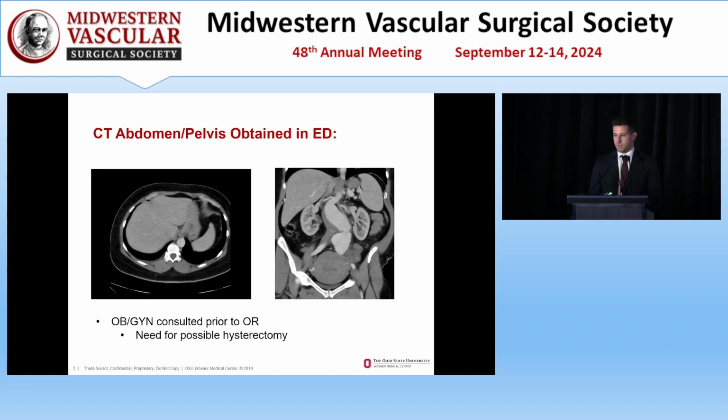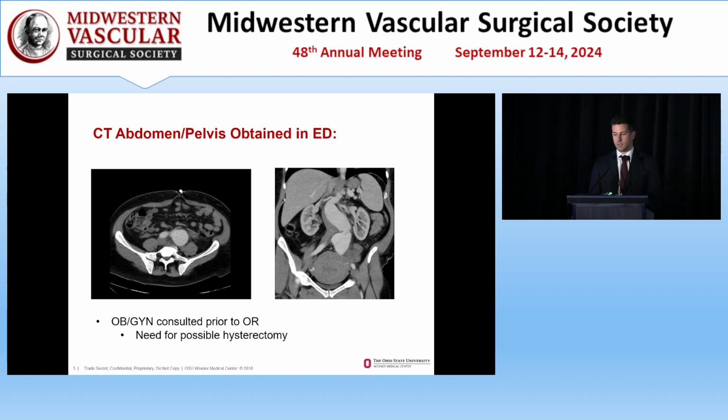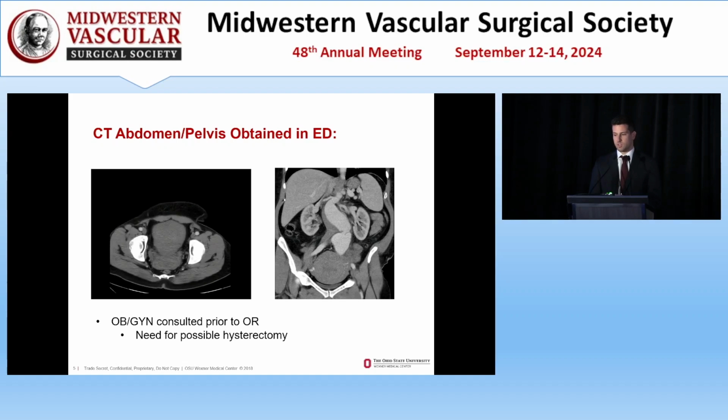On the left, there's a representative CAT scan image that was obtained at the outside hospital. As you can see, she has a large dissecting infrarenal AAA with extension into the left common iliac artery. She was transferred emergently to our facility and was evaluated by our team. Given the concern for pelvic vascular exposure in the early post-gravid uterus, we did consult our OBGYN colleagues, given the concern for the need for a possible hysterectomy to complete the procedure safely.